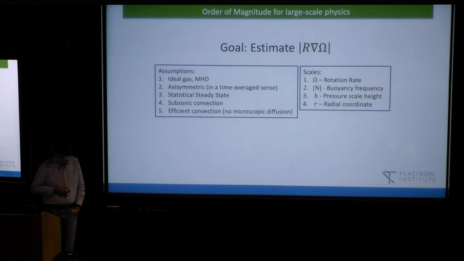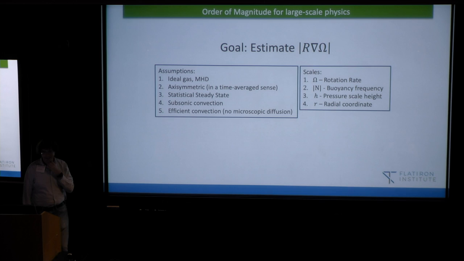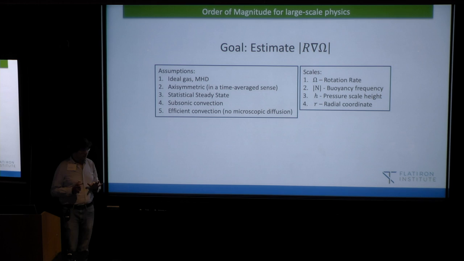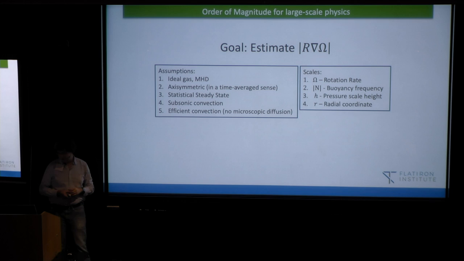I just want to mention the assumptions here. The sun is very nearly an ideal gas. It's very nearly an ideal MHD. It appears to be axisymmetric, at least in a time average sense. And convection is, for the most part, subsonic and efficient. So we're working at very high Rayleigh number, very high Reynolds number.